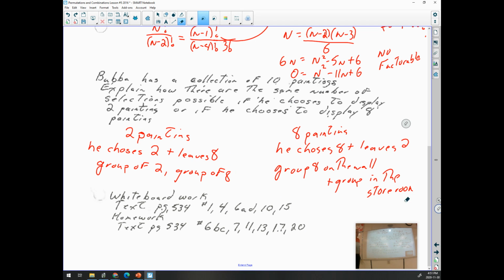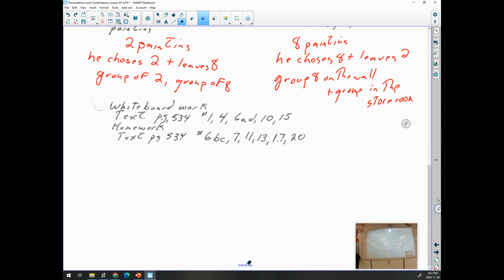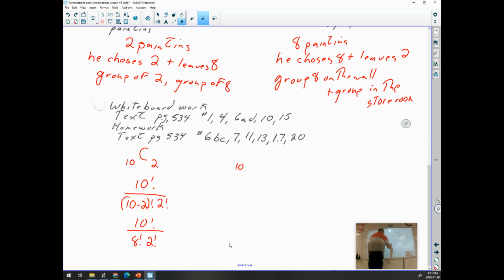Mathematically, we can see that if we have 10 choose 2, that's 10 factorial over 10 minus 2 factorial 2 factorial, so 10 factorial over 8 factorial 2 factorial. And if he goes 10 choose 8, same thing, 10 factorial over 10 minus 8 factorial 8 factorial, which gives us 10 factorial over 2 factorial 8 factorial. So these are exactly the same.